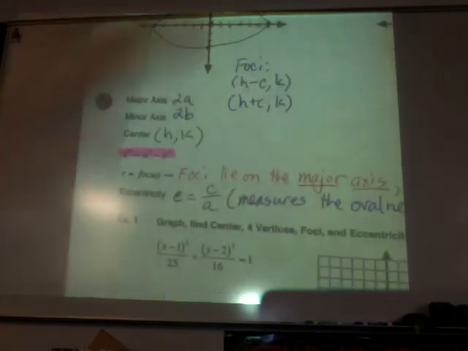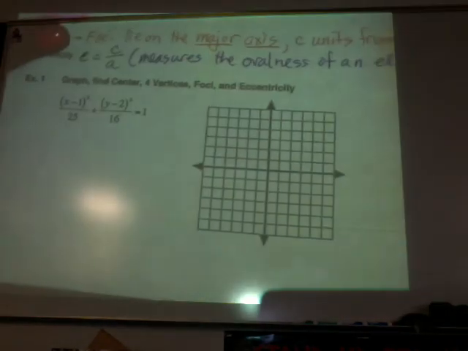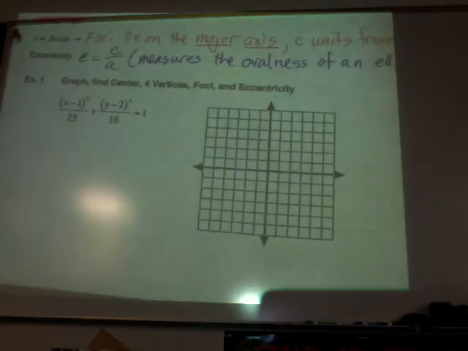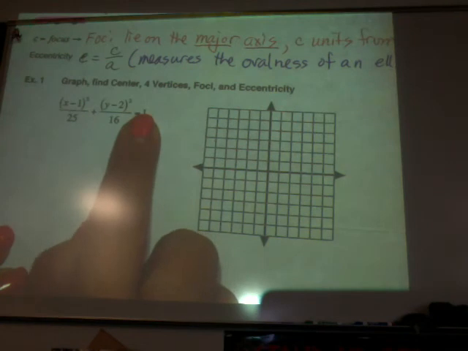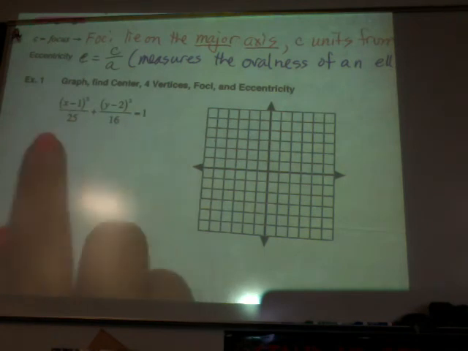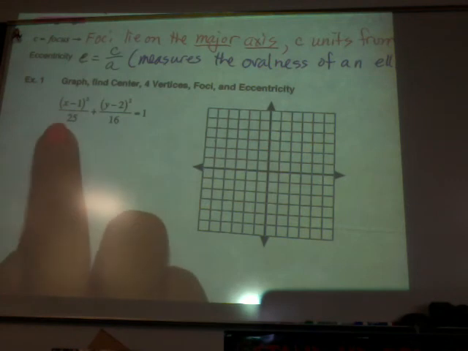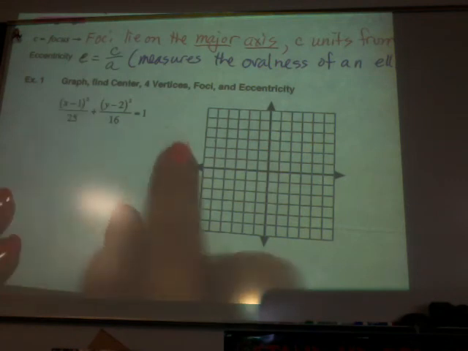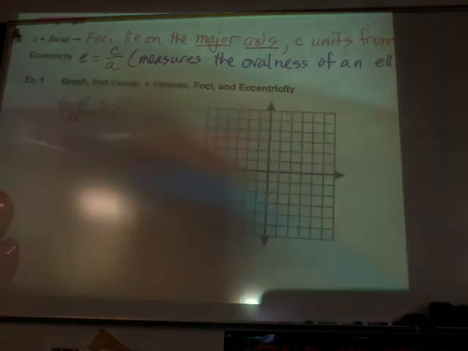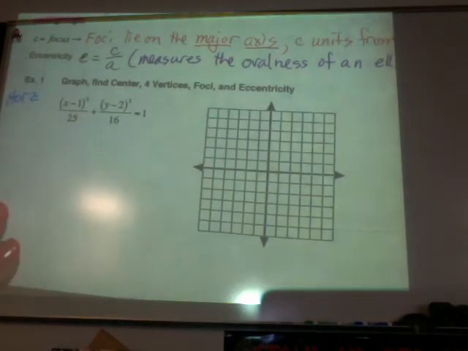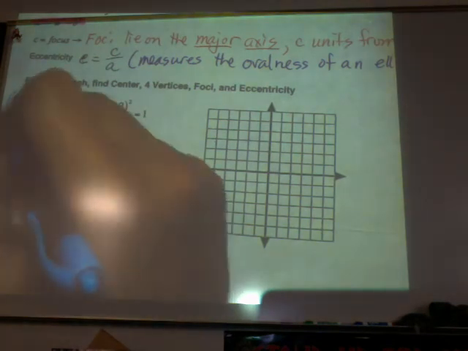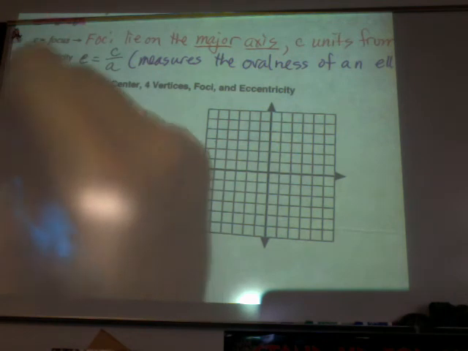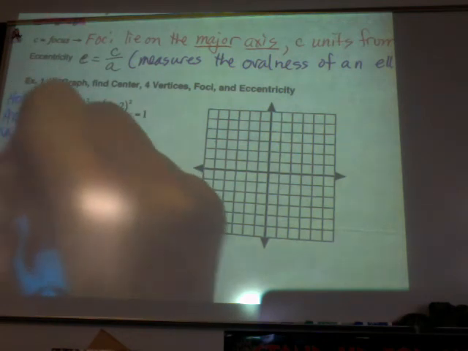So let's look at example 1. You are to graph, find the center, the 4 vertices, the foci, and the eccentricity. So this is in proper standard form. I've got a 1 here, right? So which one of these is a? Yeah, so our a squared is underneath our x, so that means that my major axis is going to be horizontal. Just so I remember what's going on and don't make a mistake, because sometimes you might put your foci on the wrong axis, your horizontal axis is your major. So that should be the longer one.